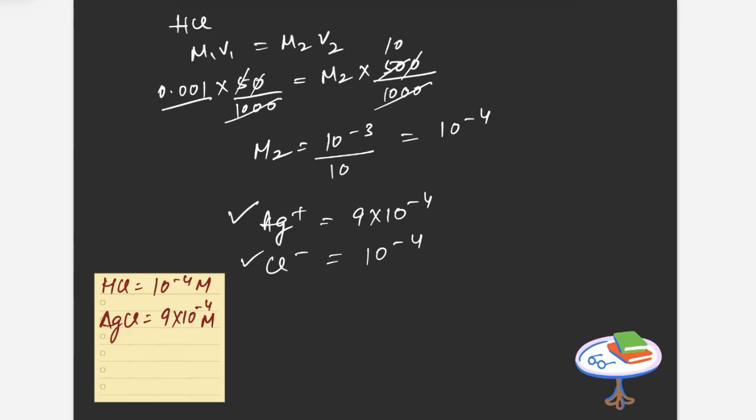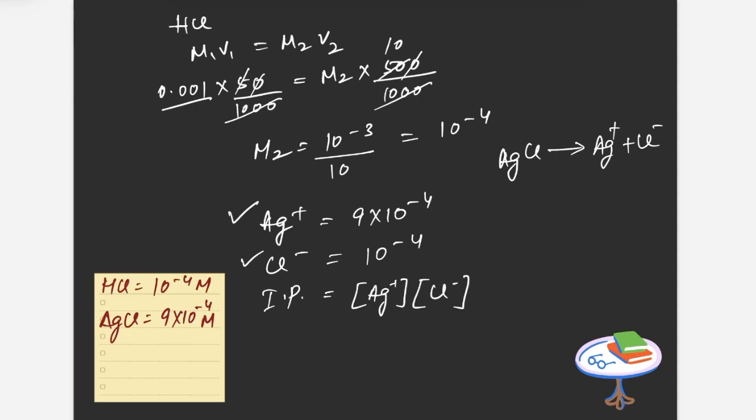So ionic product of silver chloride will be... silver chloride, when it dissociates, it gives one silver ion and one chloride ion. So ionic product of silver chloride will be concentration of silver ion multiplied by concentration of chloride ions. It is made up of silver and chloride ions in 1:1 ratio.